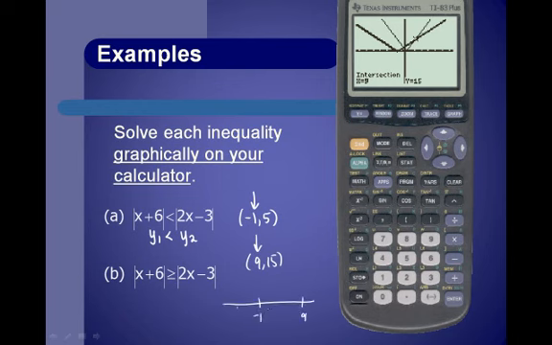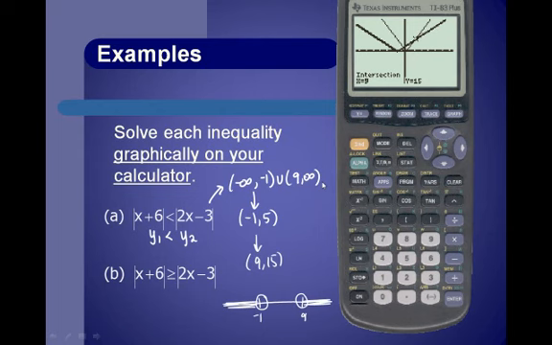So everywhere to the left of -1, y1 is below y2. Everywhere to the right of 9, y1 is below y2. Because this is just less than, we're going to use open circles. So our solution for the first inequality would be from -infinity to -1, or from 9 to infinity.